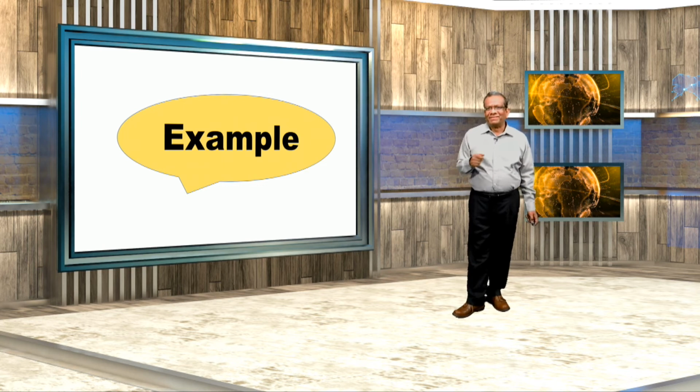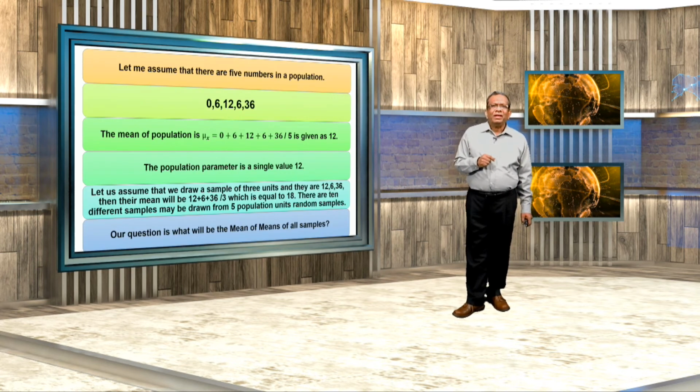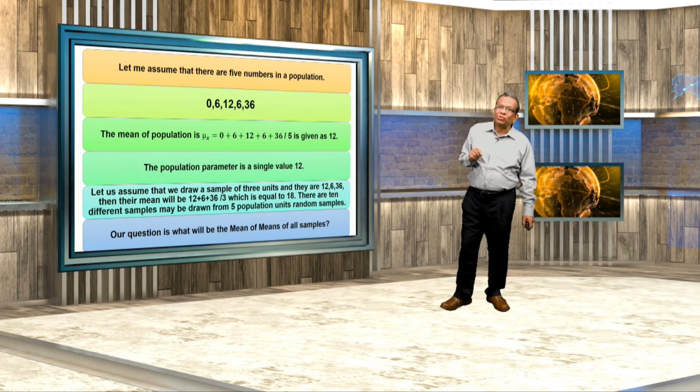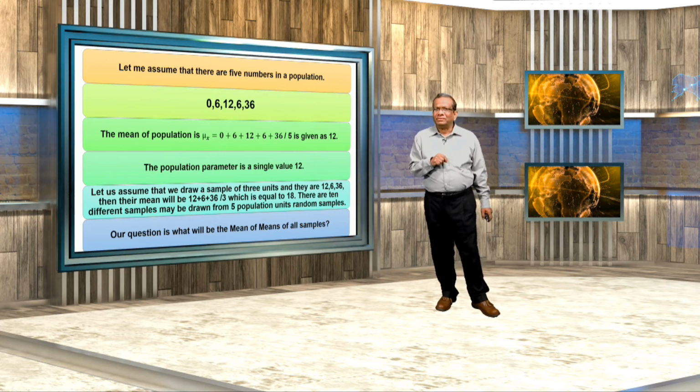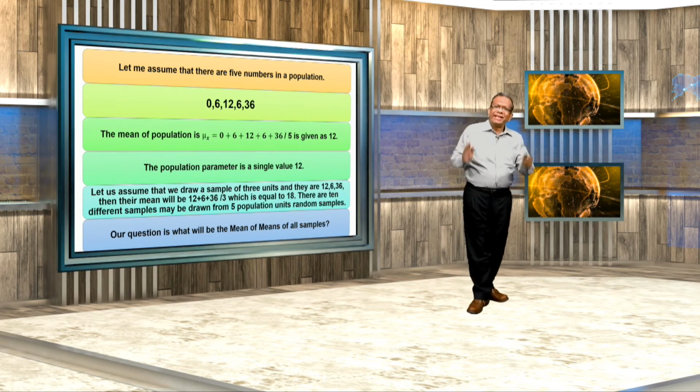Let us have an example. Let me assume that there are 5 numbers in the population. There are only 5 numbers in the population: 0, 6, 12, 6, 36. The mean of the population, that is mu x, is given by adding all the elements and dividing by 5. It is given by 12. The population parameter is a single value, 12.